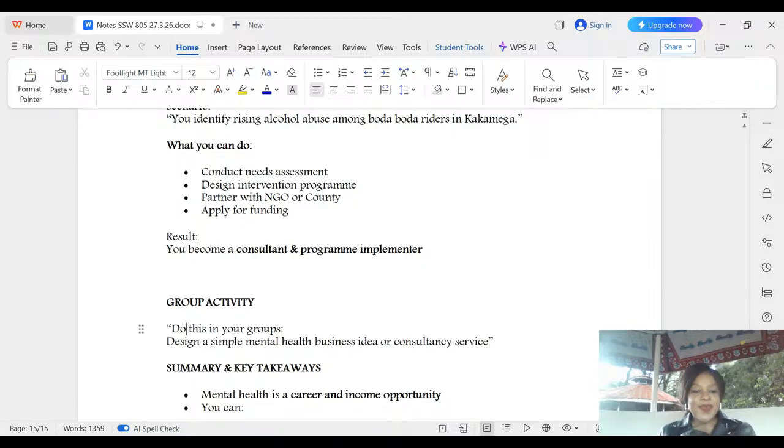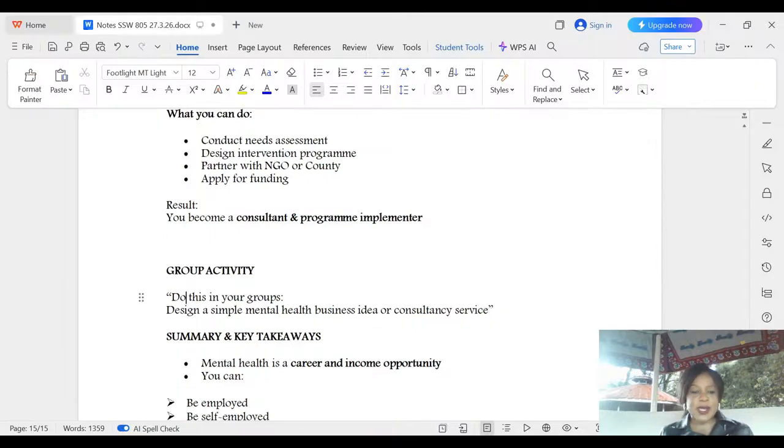Okay. So there's a group activity for us here. You do this in your groups. Design a simple mental health business idea or consultancy service. This is good for use now in the class, but it's also good for use in building your career as you move on. So take it and keep polishing it even after we are done with the coursework.